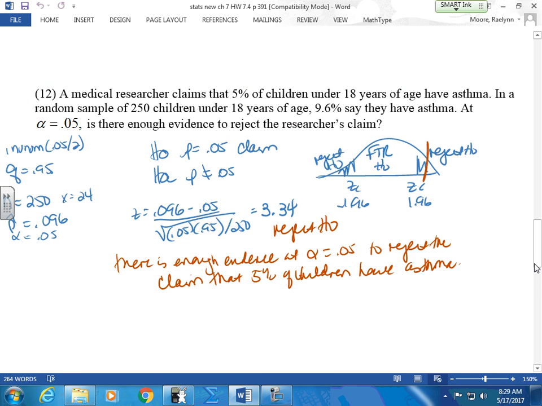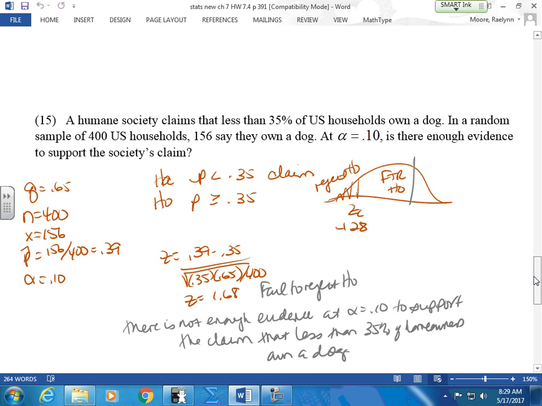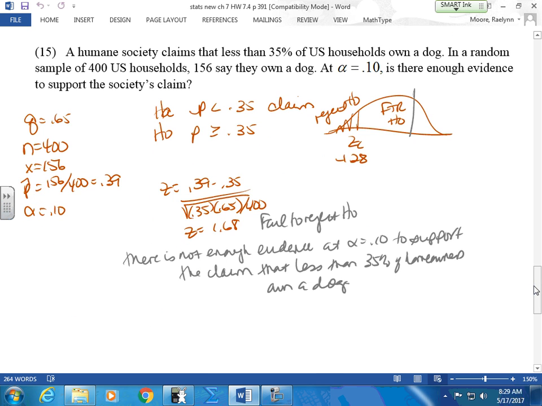And a Humane Society claims that less than 35% of U.S. households own a dog, and in a random sample of 400, we should do the test and make sure n times p is greater than or equal to 5, n times q is greater than or equal to 5. We test this claim. Again, is there enough evidence to support it? That tells me I'm an HA. I'm a left-tailed test. I have to find, if this is my area, do your inverse norm and find your cutoff value. Do your test statistic, I'm way over here.